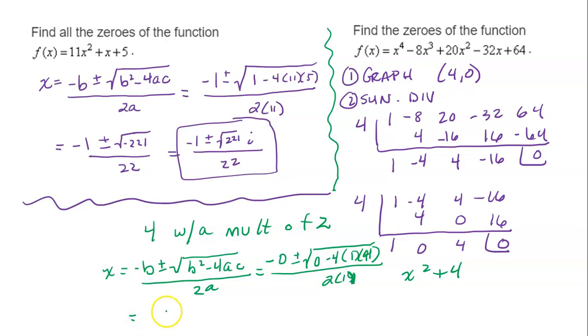Okay, so then we end up with square root of negative 16 over 2, which is going to be plus or minus 4i over 2, which is plus or minus 2i. So I have 4 with a multiplicity of 2, and then I have these two, which gives me all 4 zeros. Let me know if you have any questions.